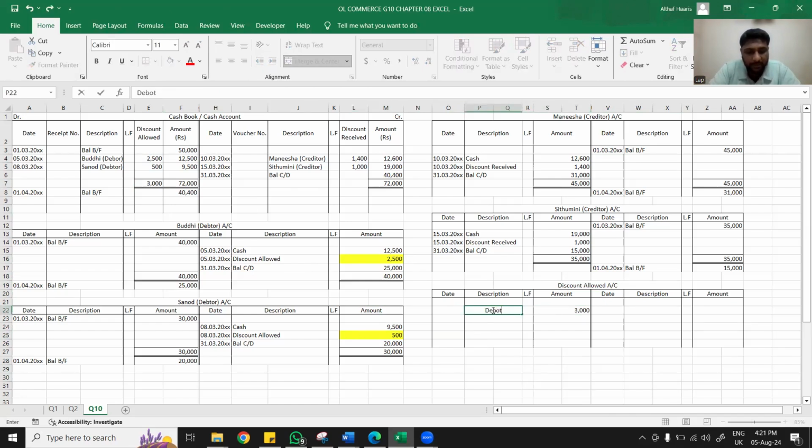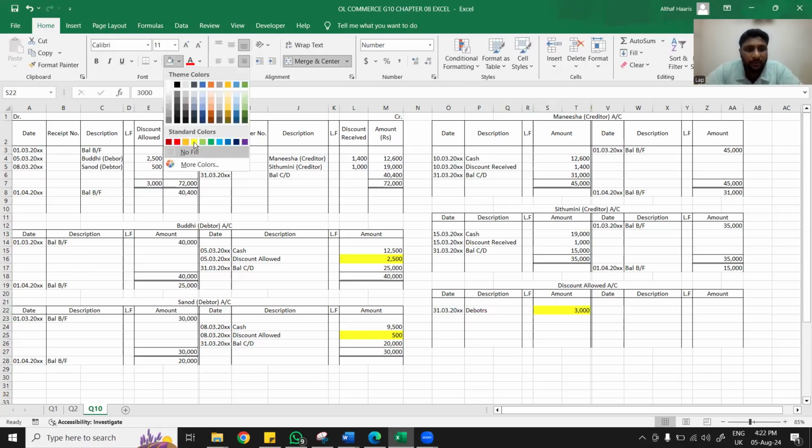Here you write debtors, all the debtors, 31st. Now you can see, here you have the debit entry. Here you have the debit entry. Here you have the credit entries.